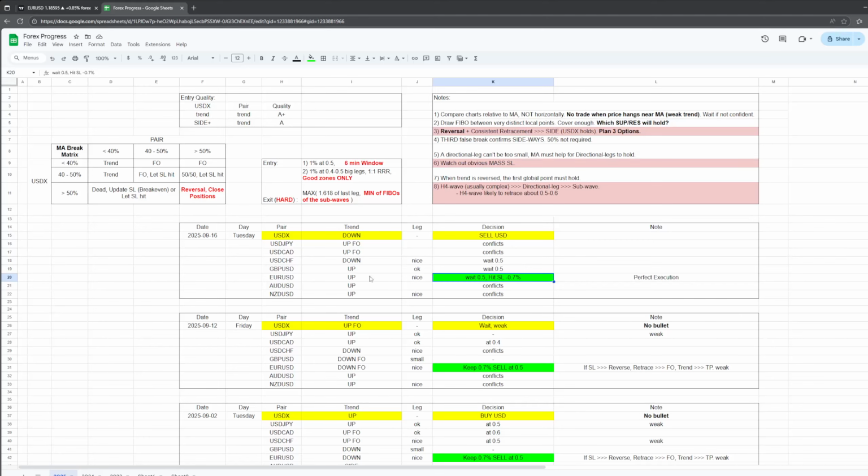So anyway, right now the Euro USD has an uptrend, my best decision is to let the market retrace at least the 50% zone. Then we're gonna start buying Euro USD.